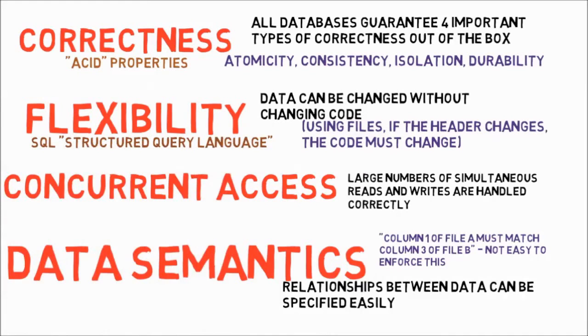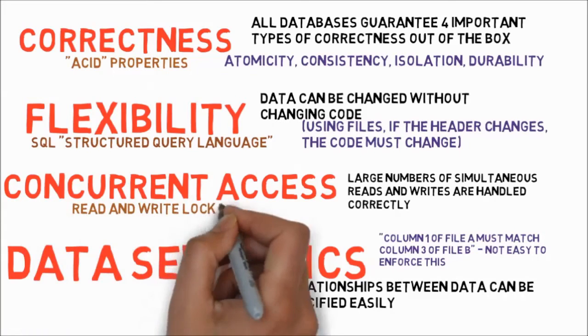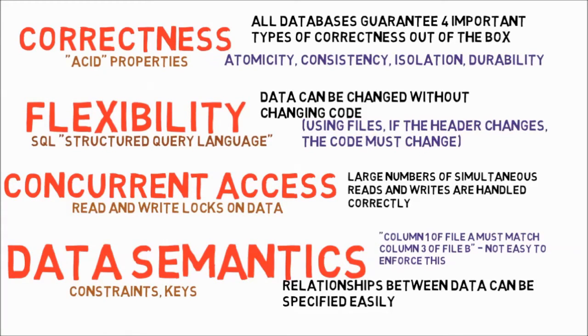The flexibility that databases provide is done through SQL, or structured query language. It's a way to access data in databases without actually changing the code which performs the queries. Concurrent access, as we already mentioned, is done through read and write locks on the data. And data semantics is enforced by putting in constraints. We'll talk more about what these constraints are and how they are enforced when we go deeper into databases.